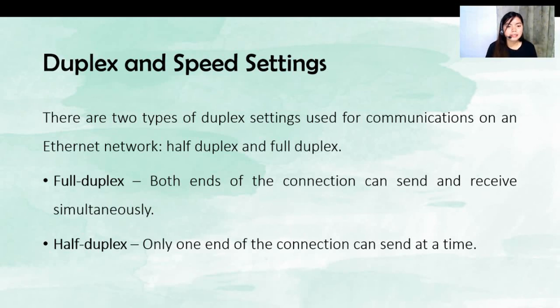Duplex and speed settings. There are two types of duplex settings used for communication on an Ethernet network. Full duplex, where both ends of the connection can send and receive simultaneously, and half duplex, where only one end of the connection can send at a time.